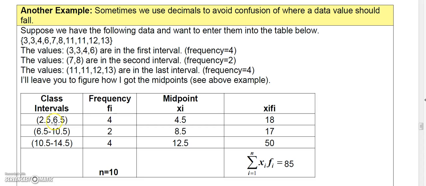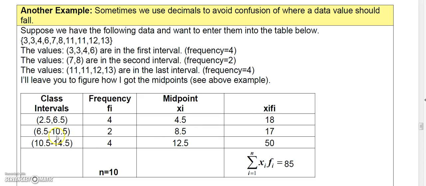And then if you add these two together, 2.5 plus 6.5, that gives me 9. And then we divide it by 2 to get the average of that interval. That's 4.5. And so we assume we have 4 values of 4.5, which adds up to 18. 4 times 4.5 is 18.